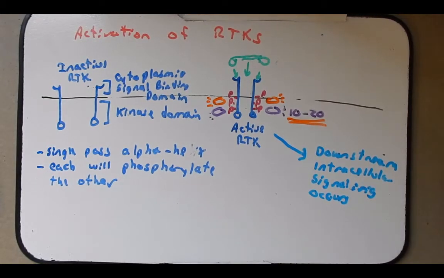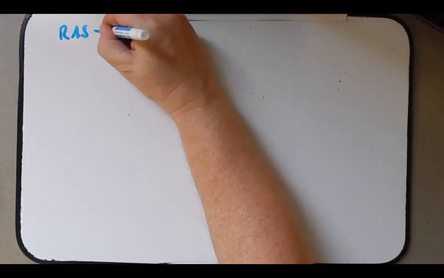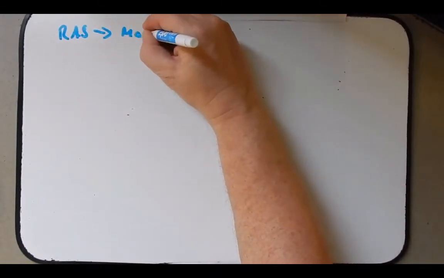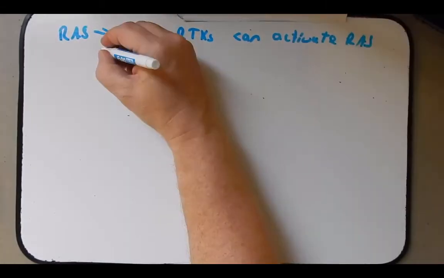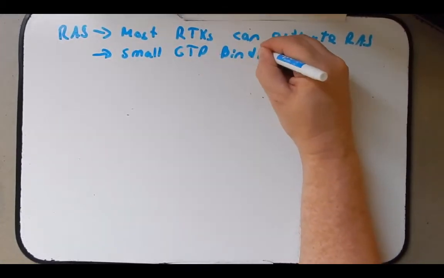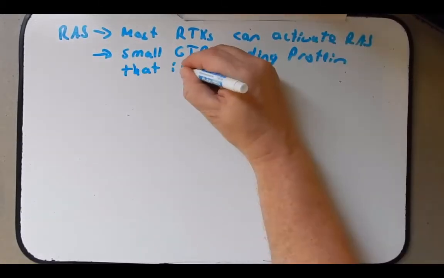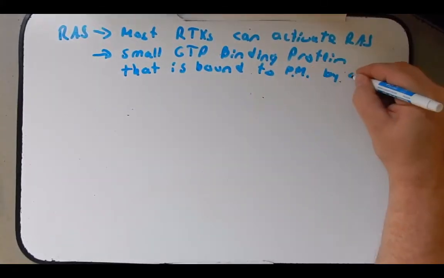Now what I would like to do is discuss one of these pathways in a little bit more detail, and that pathway is involving Ras. So let's talk about Ras. The reason we want to talk about Ras is because most RTKs can activate Ras. Ras is a small GTP binding protein that is bound to the plasma membrane by a lipid tail.